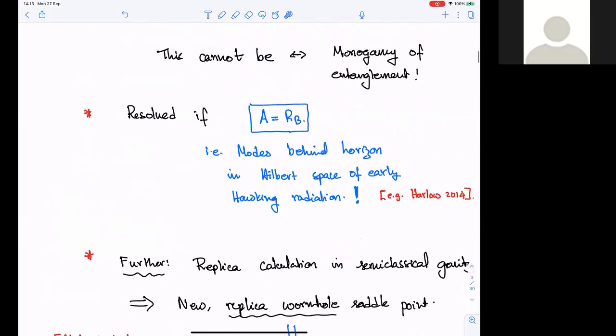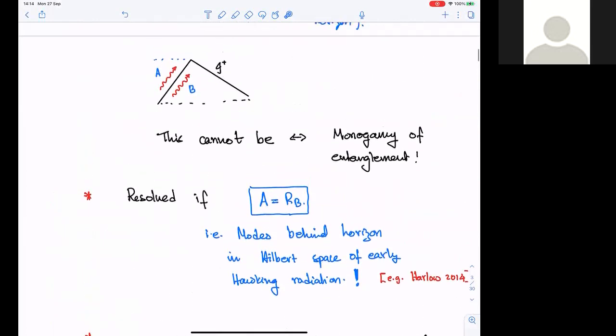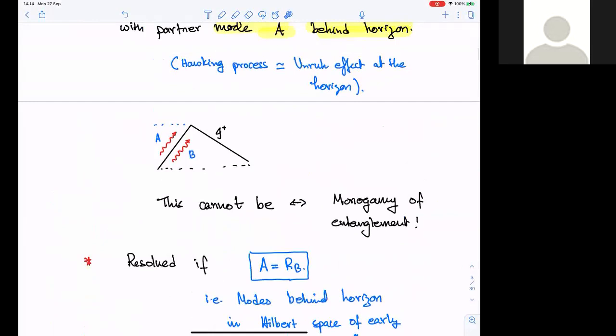So, this picture. I have one question. Sorry, yes, I have one question. So how do you know this? I understand that they are just correlated, but how do you know that they are maximally entangled? Because this monogamy of entanglement holds if they are maximally entangled, right?